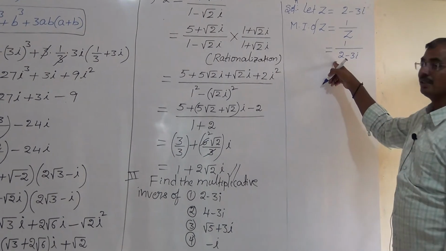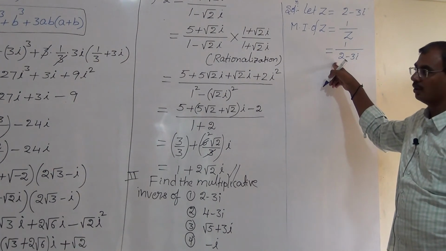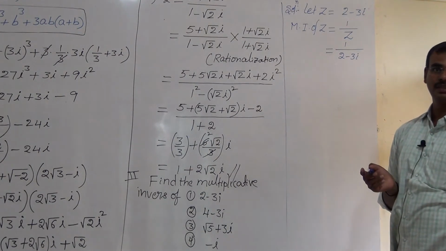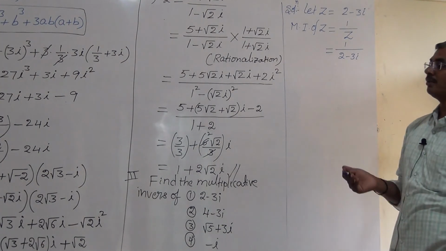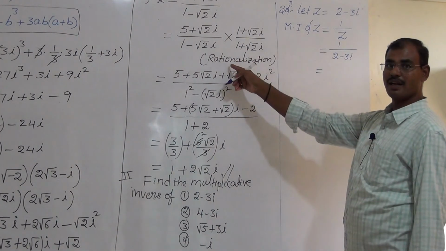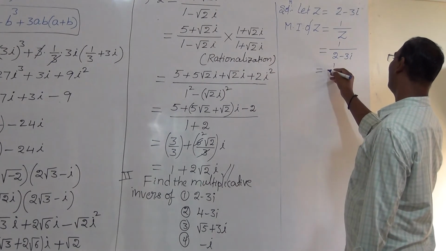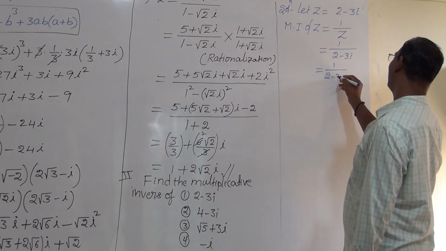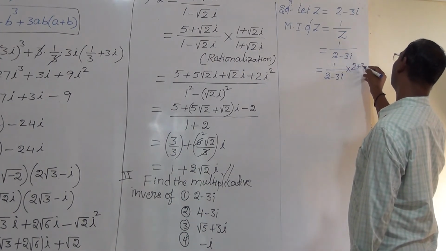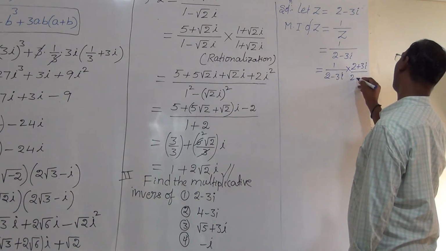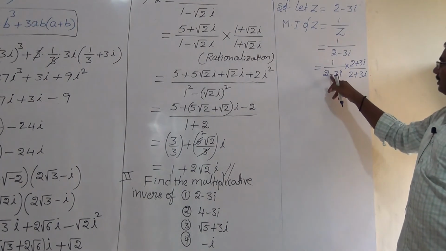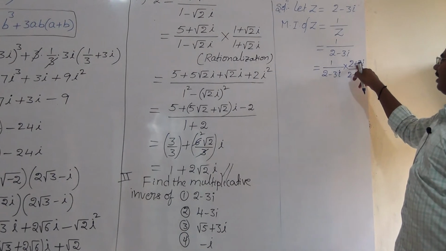Now, is this going to be our answer? No. Why? Because it is not in the form of a plus iota b. We have to make it in the form of a plus iota b. So how to make it? By the rationalization method. 1 divided by 2 minus 3 iota, multiplying and dividing with 2 plus 3 iota divided by 2 plus 3 iota. You remember, with minus there, multiplying and dividing with plus term.